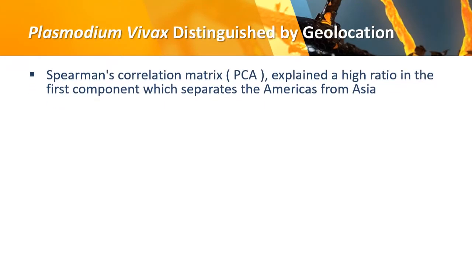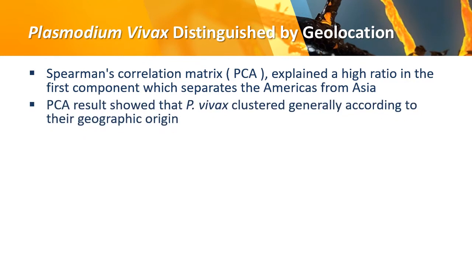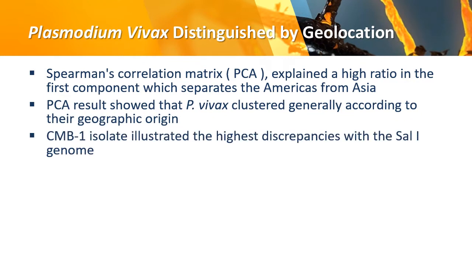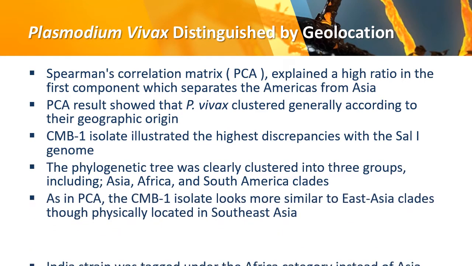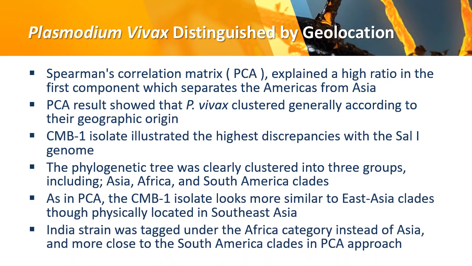Plasmodium vivax distinguished by geolocation. The Spearman correlation matrix explains a high ratio which separates the Americas from Asia. PCA results show that P. vivax clustered generally according to geographic origin. The phylogenetic tree was clearly clustered into three groups, including the Asia, Africa, and South America clades. India's strain was tagged under the Africa category instead of Asia, and was closer to the South America clades in the PCA approach.